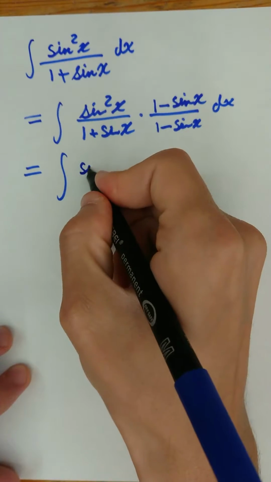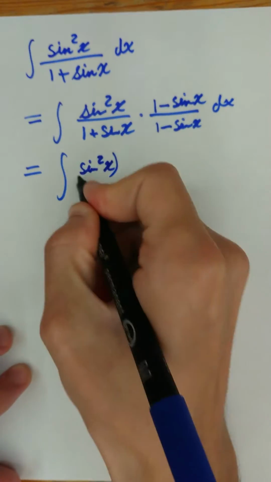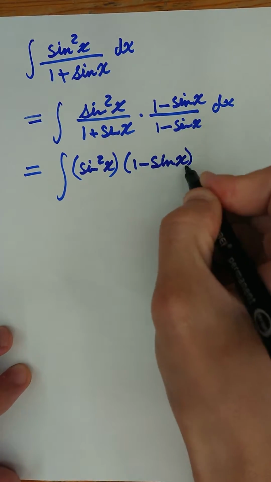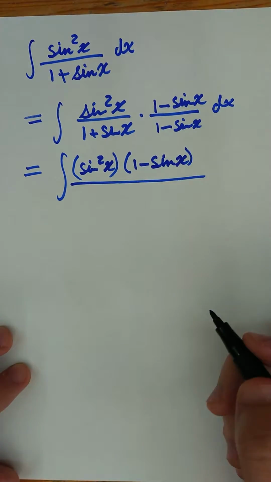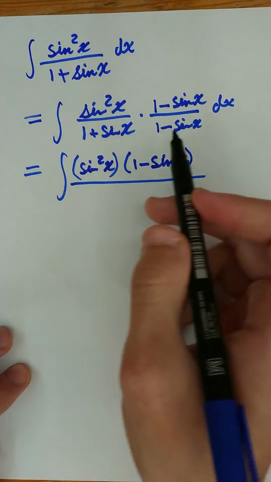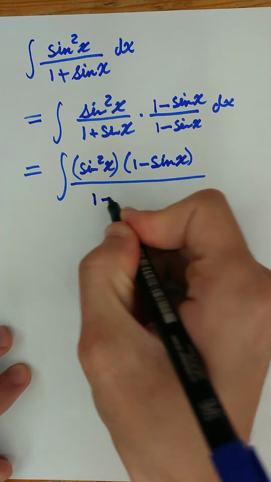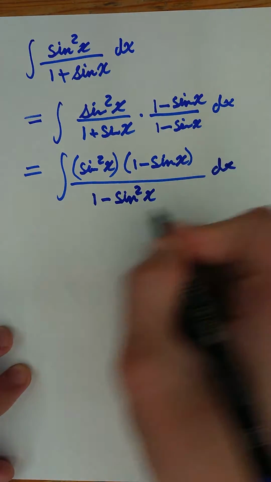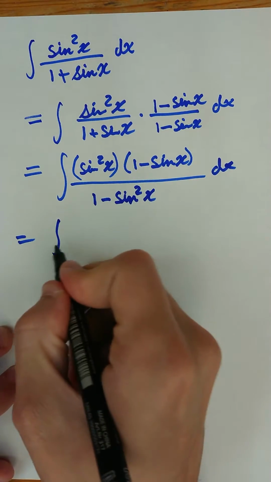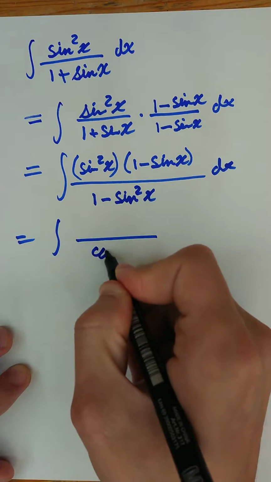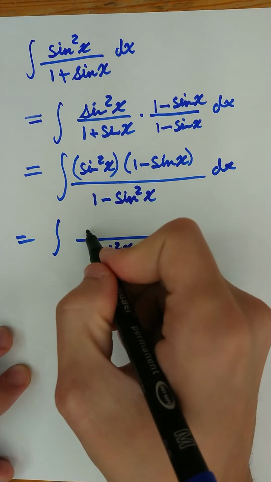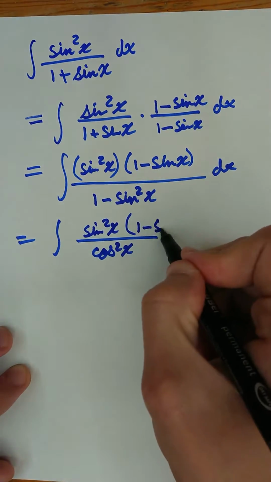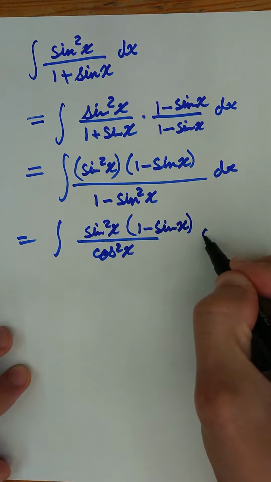So sine square here multiplied by 1 minus sine x, we will leave it here, we will not change anything here in the numerator, but in the denominator this multiplication yields 1 minus sine square x dx. The 1 minus sine square is cosine square, and here is also a sine square multiplied by 1 minus sine x dx.